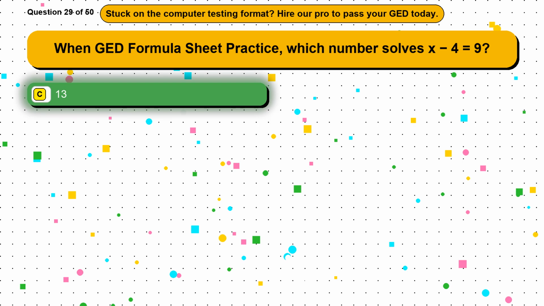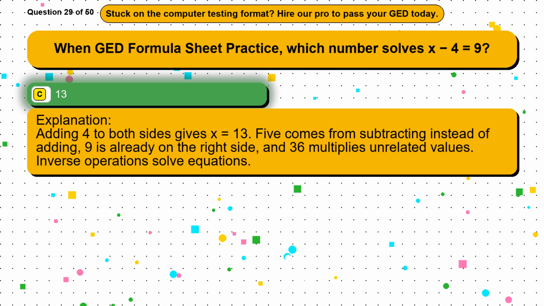The correct answer is option C, 13. Adding 4 to both sides gives x equals 13. 5 comes from subtracting instead of adding, 9 is already on the right side, and 36 multiplies unrelated values. Inverse operations solve equations.